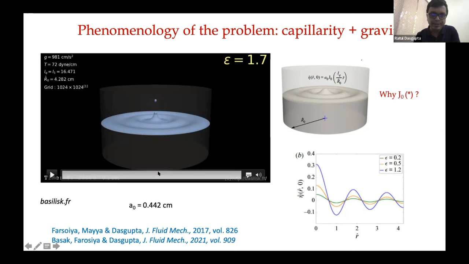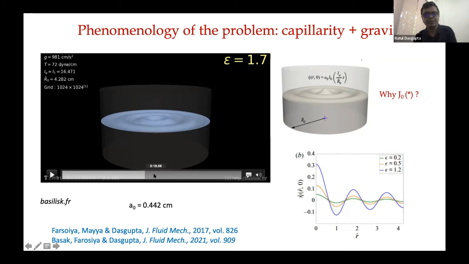So now you can see what has happened in the simulation. I'll play it once more. So we started with a Bessel function which was sufficiently steep, and then it generated this. So I'm just going to forward it a little bit. So you'll see a jet shooting out at the center. And I'm going to show you what exactly happens in my next slide.